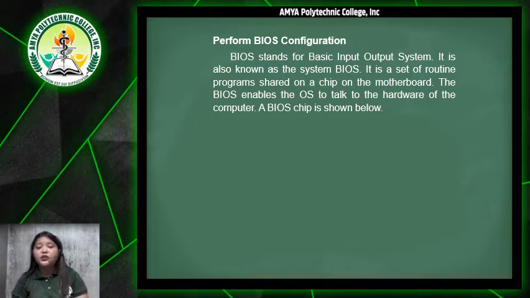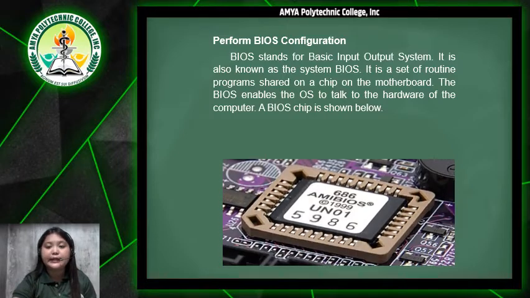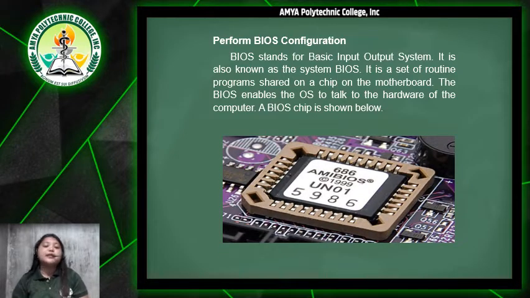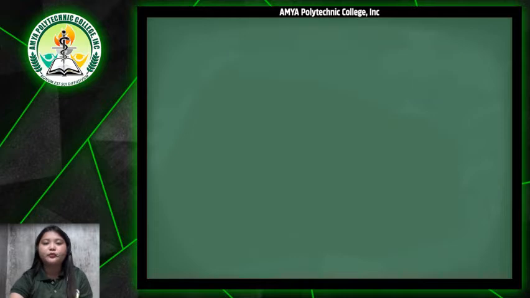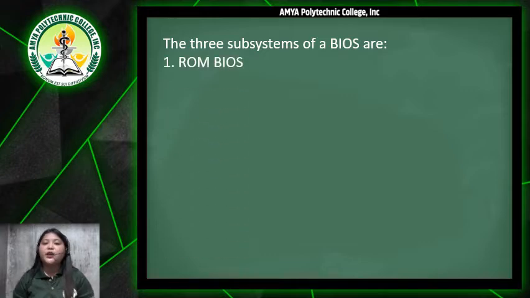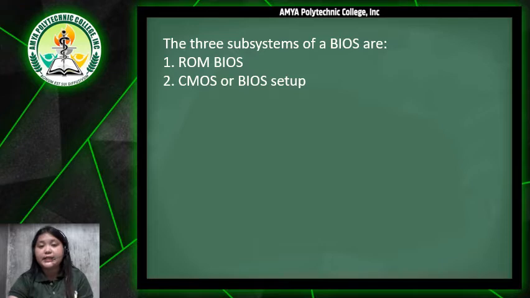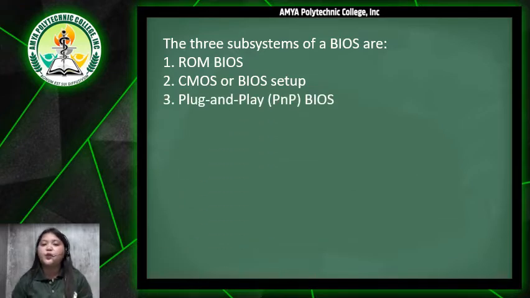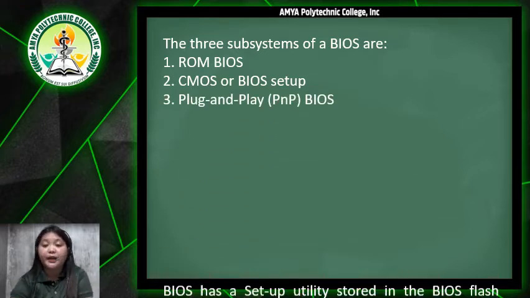A BIOS chip is shown like this. That is an example of a BIOS or the basic input output system. We have three subsystems of a BIOS. The first one is the ROM BIOS. Second is the CMOS or BIOS setup. And then we also have the plug and play or PnP BIOS.